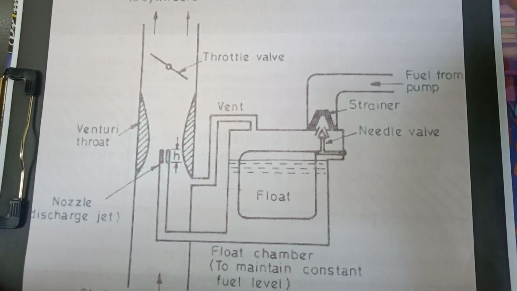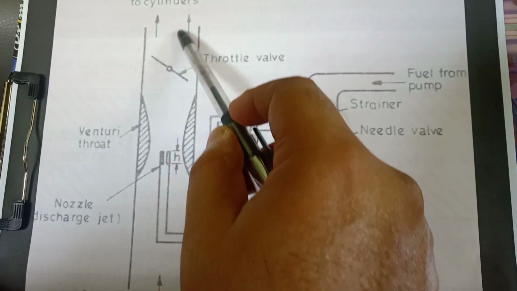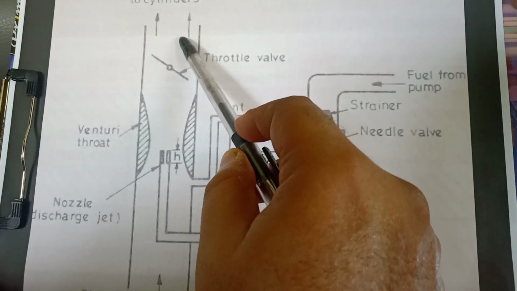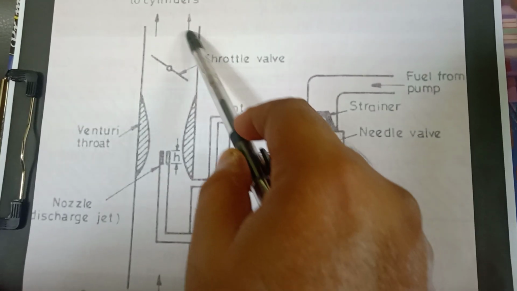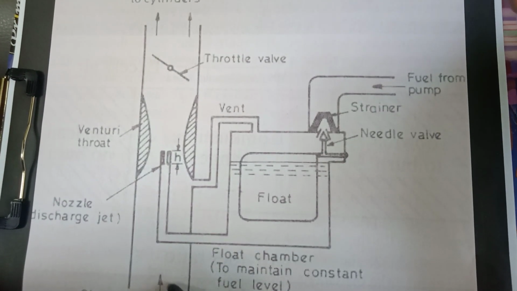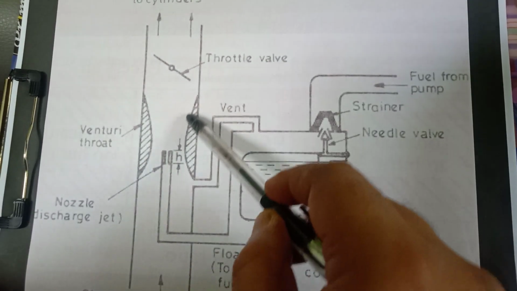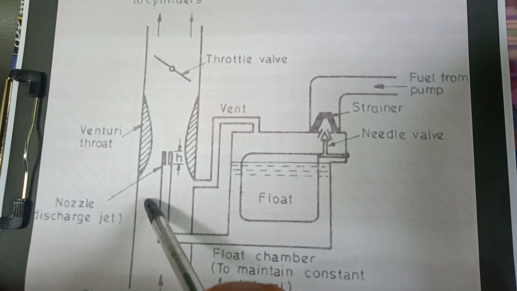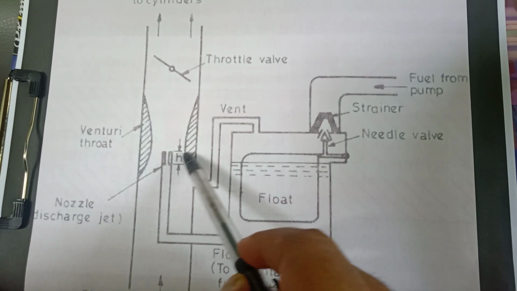Now what happens when the inlet valve of the cylinder opens in the suction stroke? The piston will create a lot of vacuum in the cylinder. Due to this vacuum, air is sucked from the atmosphere through this passage, and it passes through this venturi. From this diagram we can see that there is a reduction in area in the throat of the venturi. This is called the throat.